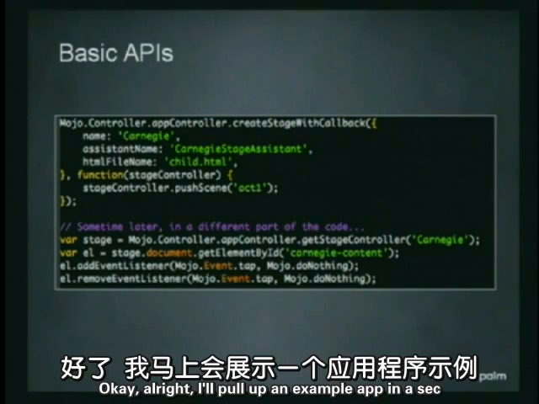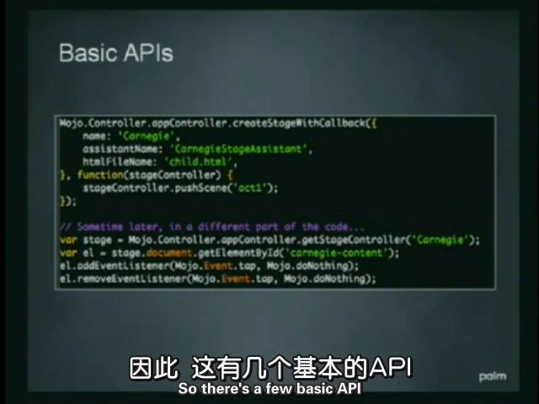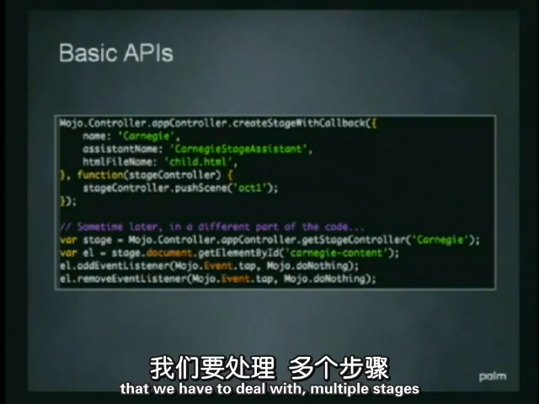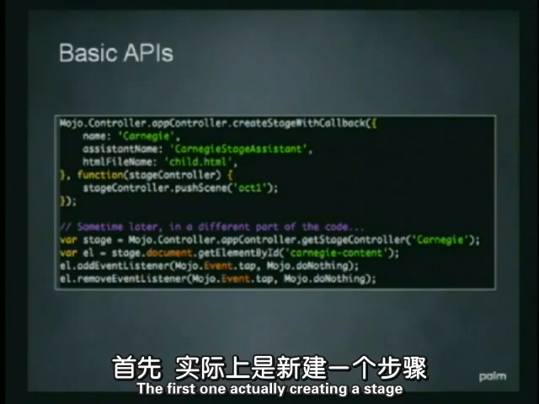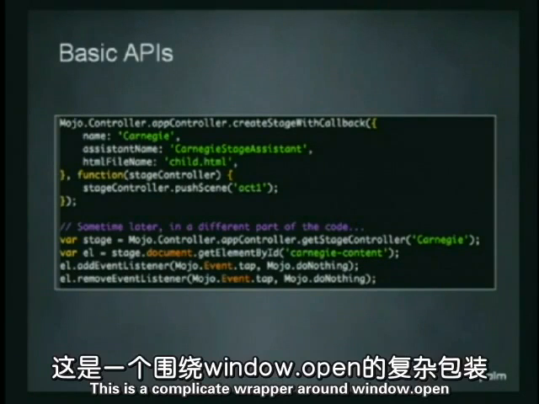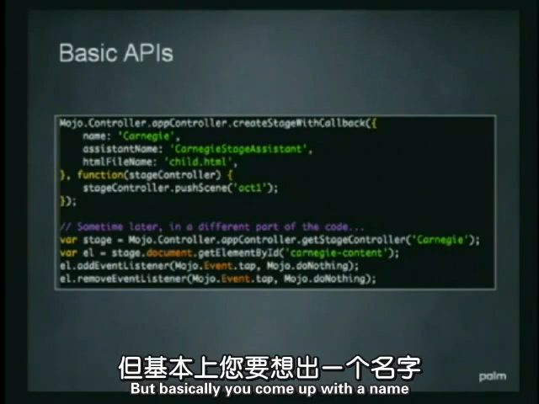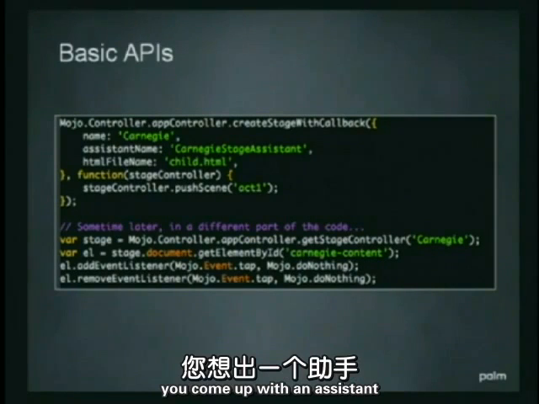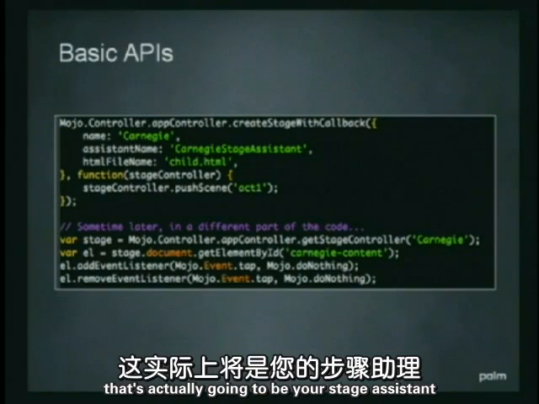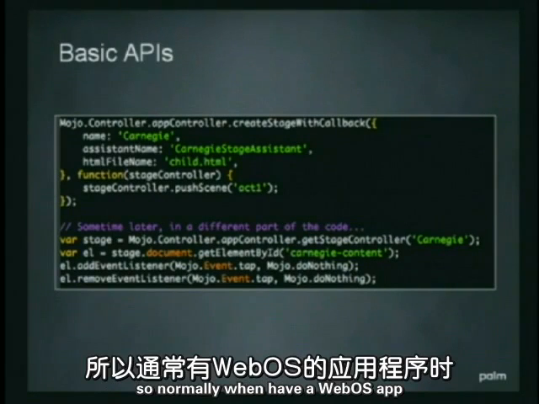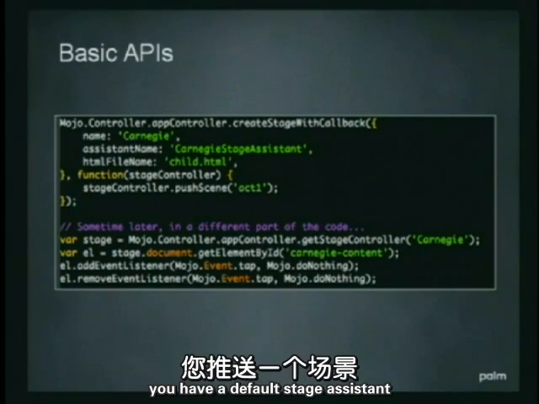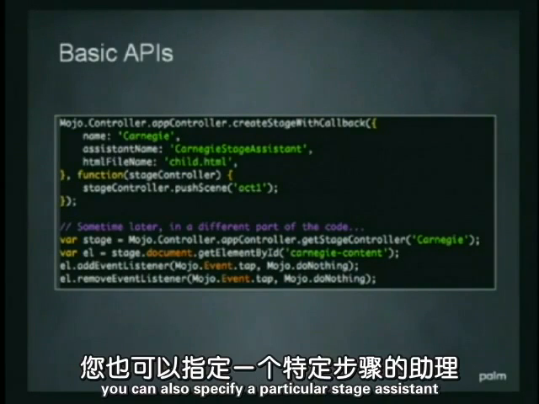I'll pull up an example app in a second. So there's a few basic APIs that we have to deal with for multiple stages. The first one, actually creating a stage, is create stage with callback. This is a complicated wrapper around window.open, but basically you come up with a name, you come up with an assistant that's actually going to be your stage assistant. Normally when you have a webOS app, you have a default stage assistant that you push a scene. You can also specify a particular stage assistant that'll deal with your children.